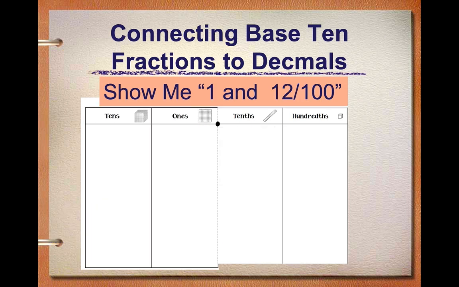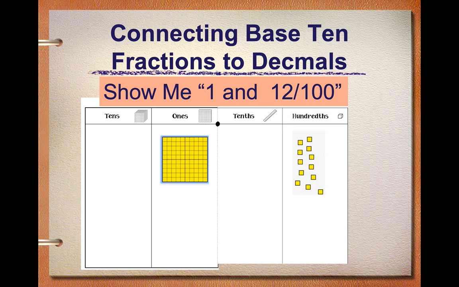What would 1 and 12/100ths look like? Can you picture it? Well, actually, there's a couple ways you could picture it, right? I mean, for example, we could imagine this on the mat. Would this be correct? Yeah, sure, this is one whole garden and 12 hundredths of a garden, and that would be correct.